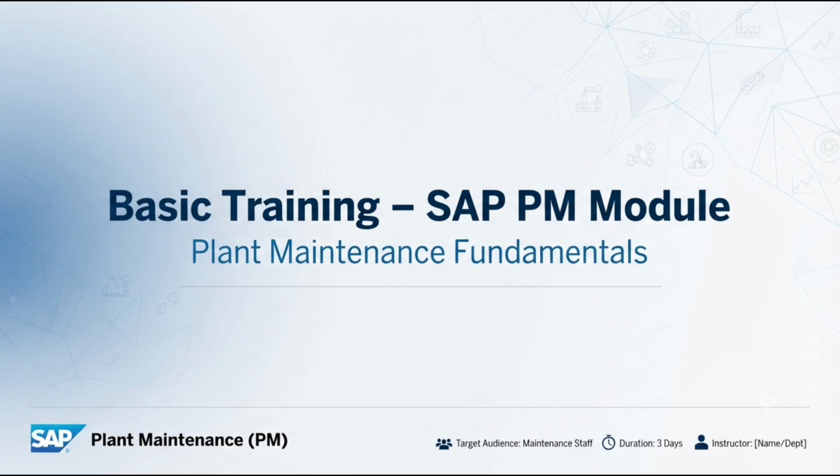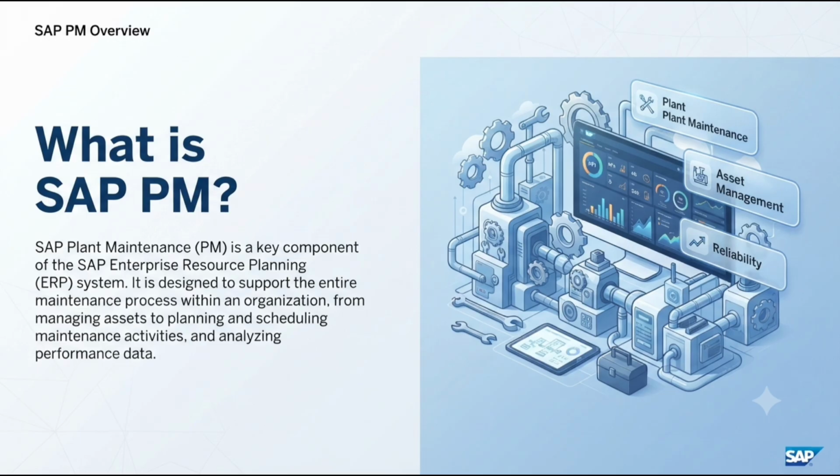SAP PM stands for Plant Maintenance, a powerful module within the SAP ERP system designed to manage all technical objects and maintenance activities of an organization. It helps companies plan, execute, and control maintenance work on machines, equipment, and facilities in a systematic way. The main goal of SAP PM is to keep assets running efficiently, reduce unexpected breakdowns, and lower overall maintenance costs.